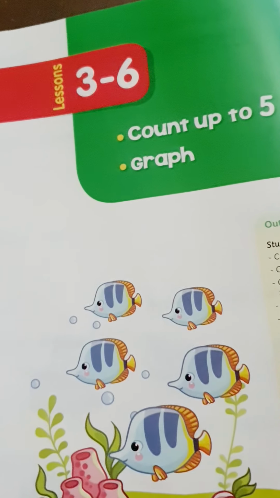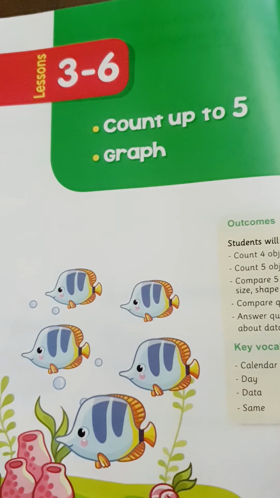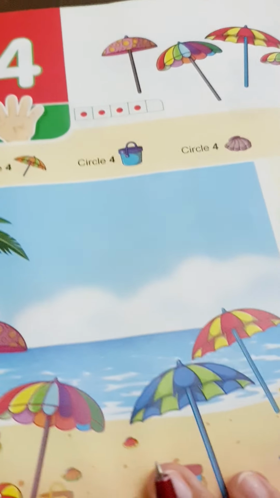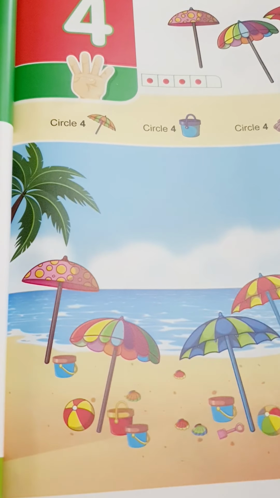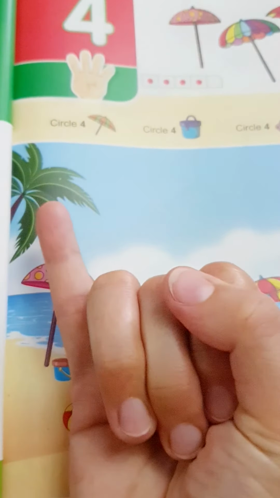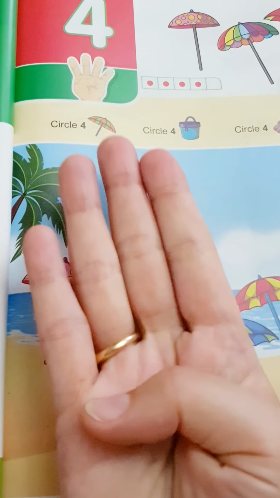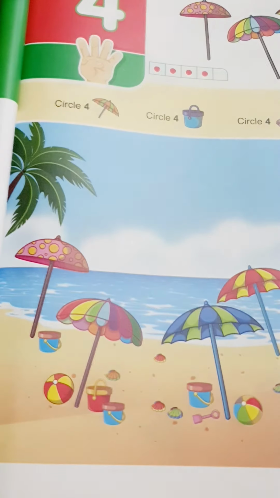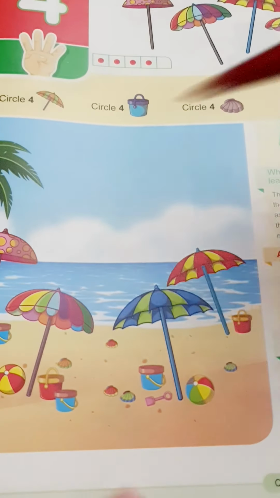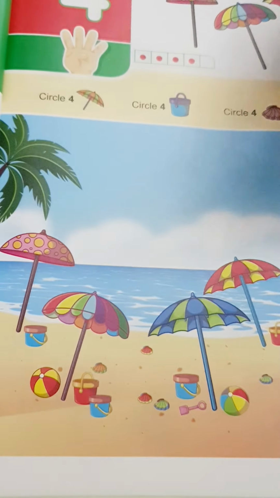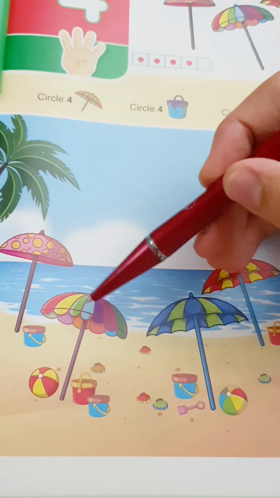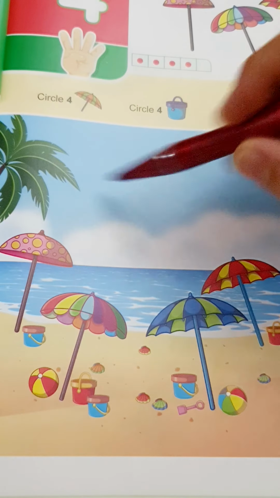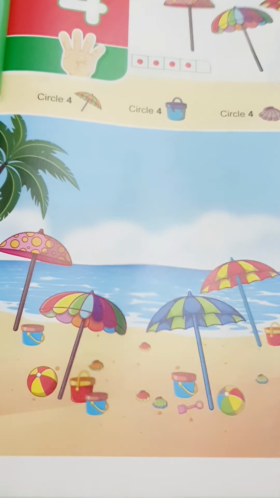Lessons from 3 to 6 are counting up to 5. So the number after 3 is, yes, 4. When we count on our fingers, we will say 1, 2, 3, and 4. So here, circle 4 umbrellas. How many umbrellas do we have here? We will count 1, 2, 3, and 4. So we will circle the 4 umbrellas.